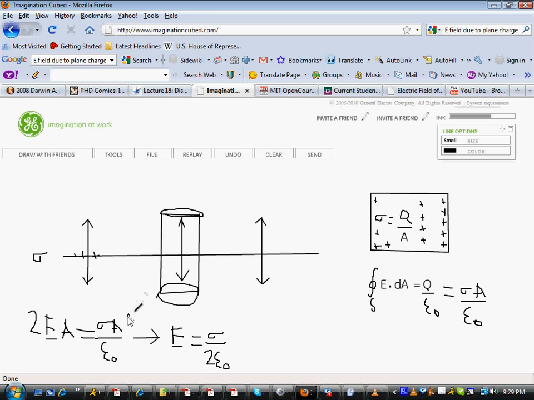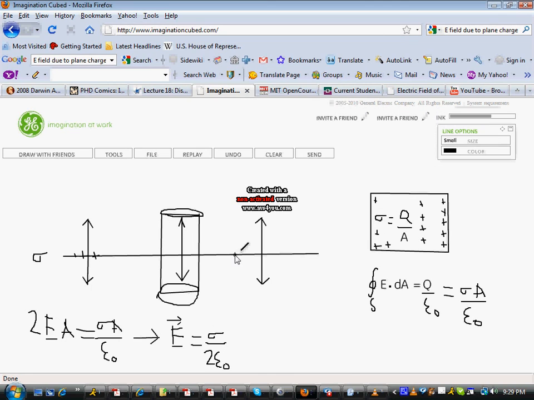And the reason it doesn't matter is because there's an A on this side of the equation, and they're going to cancel out. And so our result is that the E field, due to an infinitely long sheet of charge, is equal to sigma divided by 2 epsilon 0.